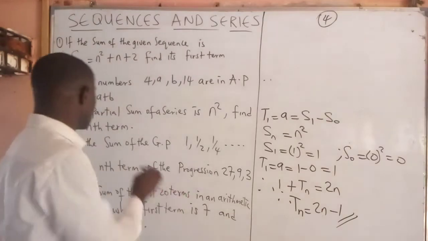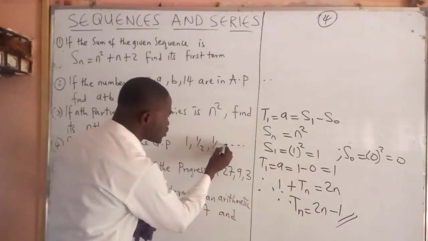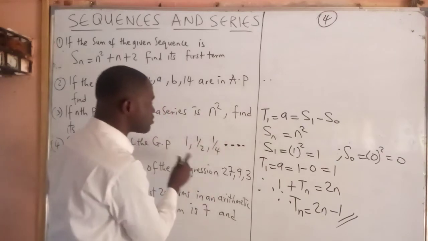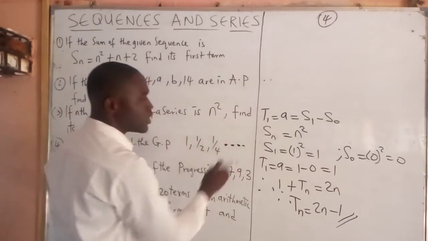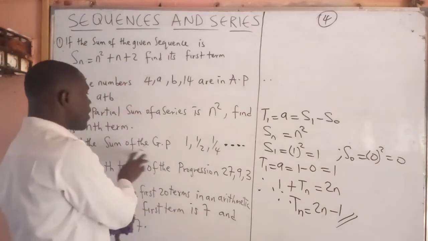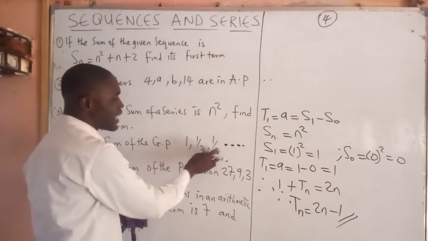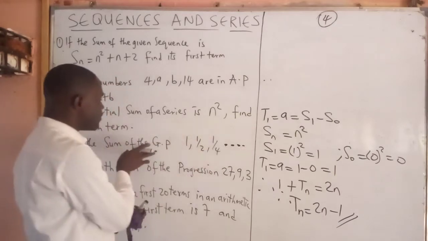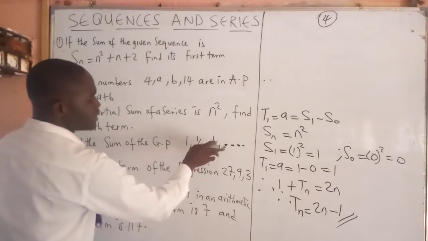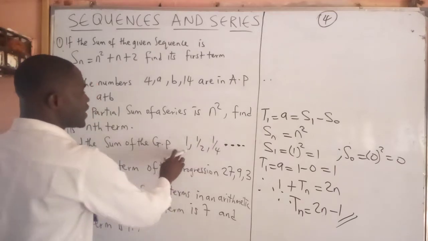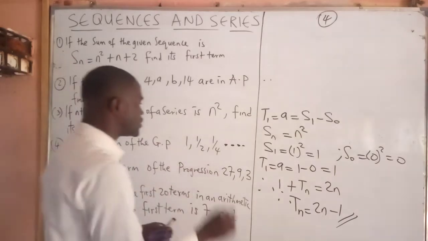Fourth question says, find the sum of the GP. Once you see dot, dot, dot, it means sum to infinity. It means that this number continues to infinity. Then, sum of the GP of any set of numbers that has dot, dot, dot simply means sum to infinity. So this is a way of telling you, get sum to infinity. If they give you this type of question, know that they mean get sum to infinity of the GP.